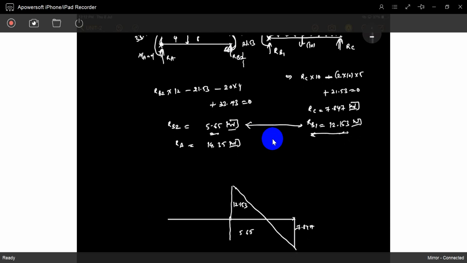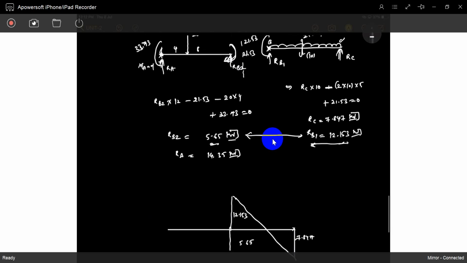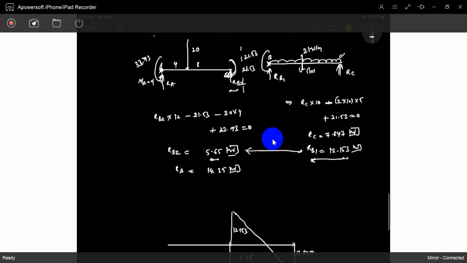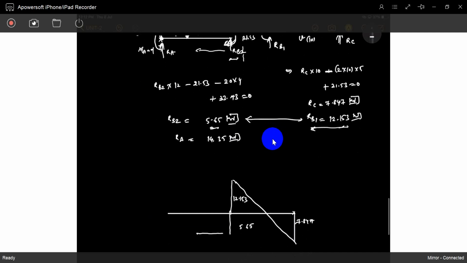5.65, so now it is 5.65 at RB2. It will come to this position. There is no shear force at all, only 20 at this location. So it will come to like this, and exactly 20 will come in the opposite direction.